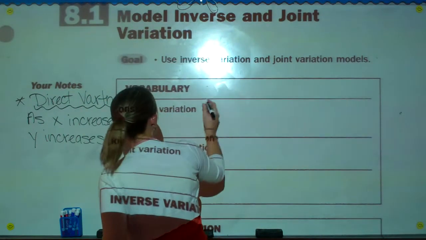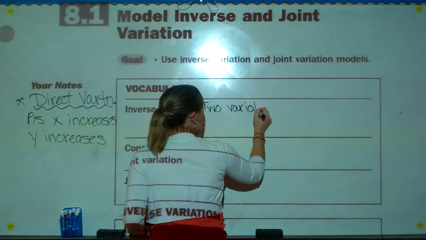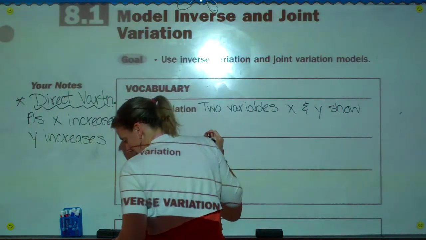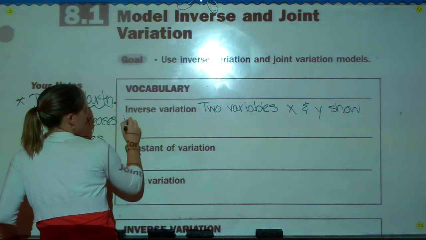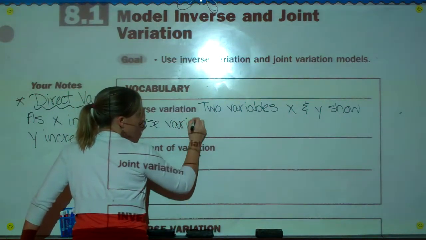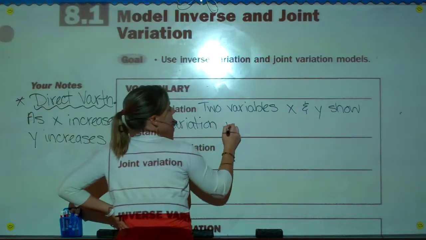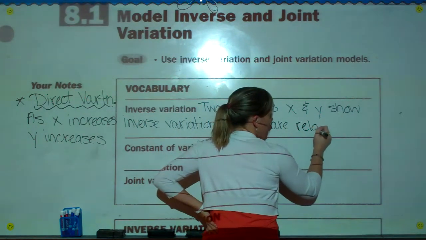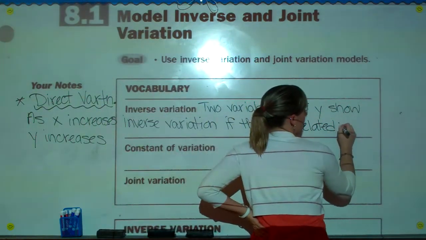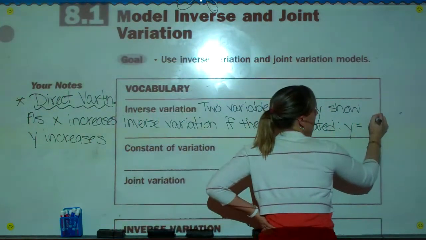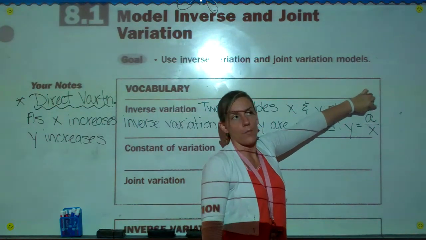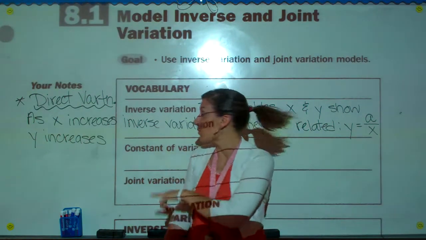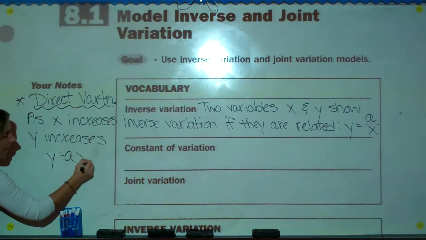Formally it's written like this. Two variables, x and y, show inverse variation if they are related y equals, let me see, what do they use? They use the variable a over x. Sometimes you'll see a k. When I used to do it with my Algebra 1 students, I used m because it was like slope. So this is the inverse of direct, because direct was y equals a times x.